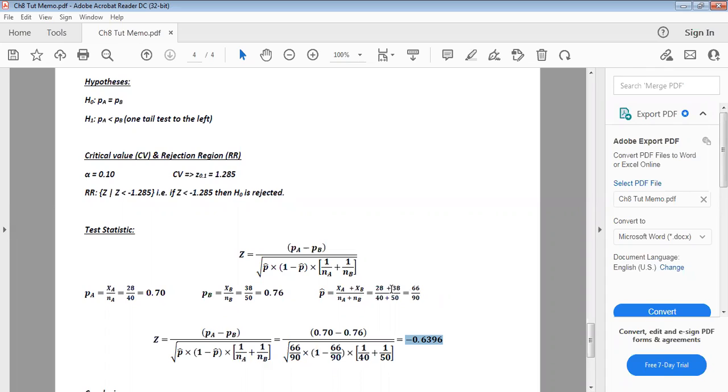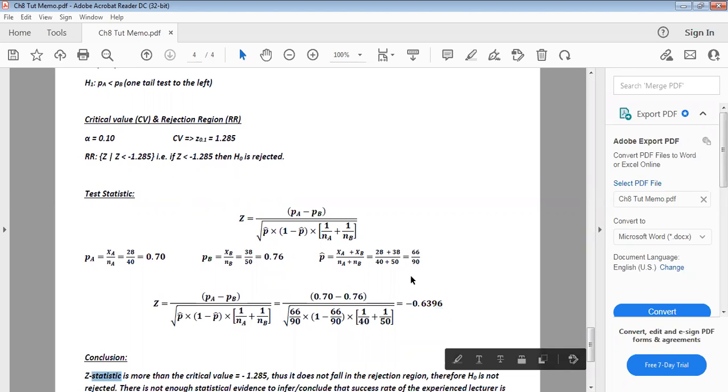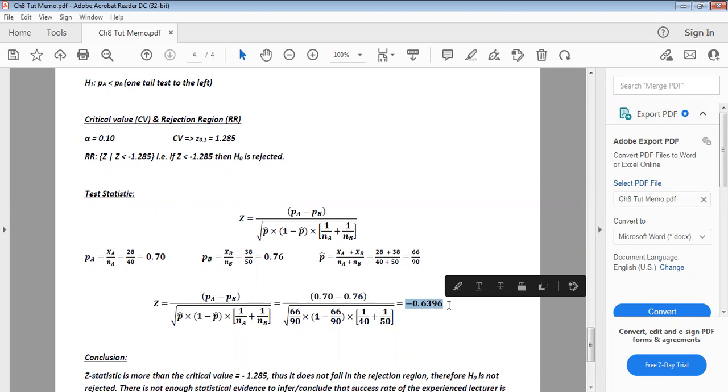Okay, so your P alpha is the 2, so you must add the 2. So it's actually 28 plus 38/40 plus 50. So it's just the formula. You must know how to copy. Then you find your P bar is equal to 66/90. Okay, so now your t-test is this one.